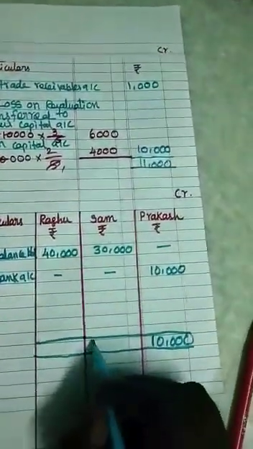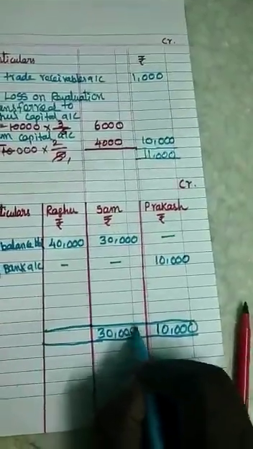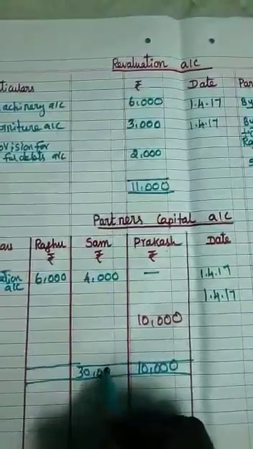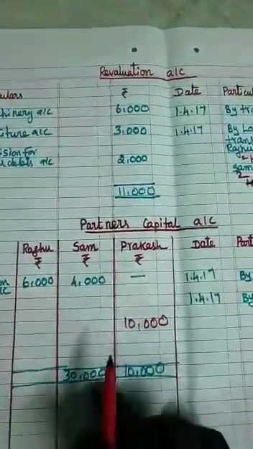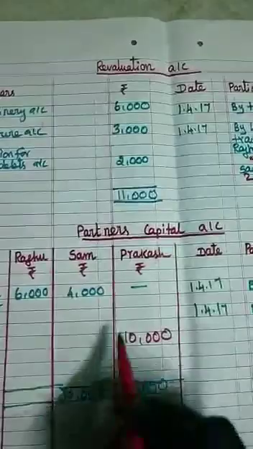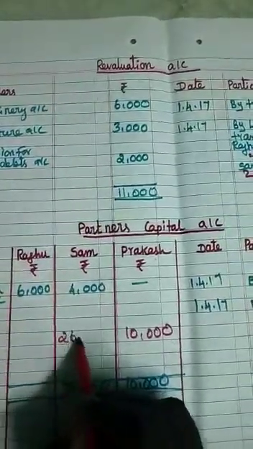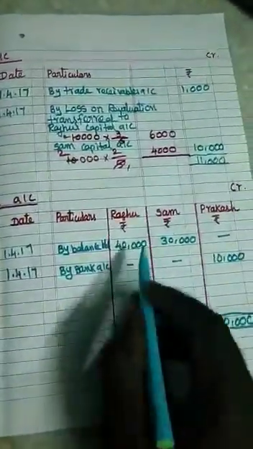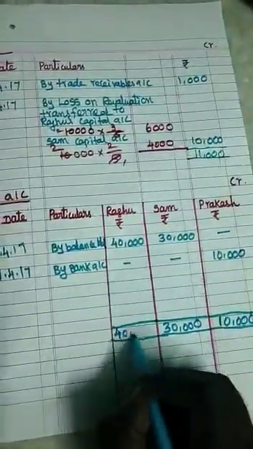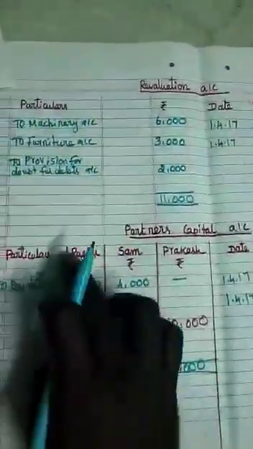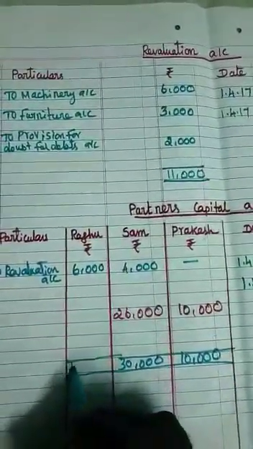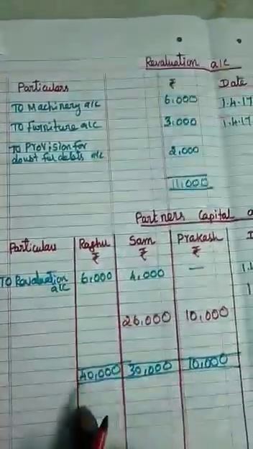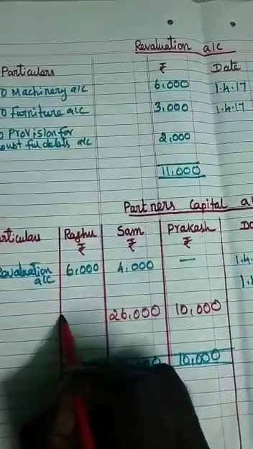Then we balance for Sham. 30,000 is available here, the maximum amount. The same 30,000 should be written here also. So 30,000 is written. Now 30,000 minus 4,000, the difference is 26,000. That is recorded here as the balancing amount. Then for Rahu, 40,000 is the amount available on the credit side, so the same 40,000 is recorded on the debit side in the balancing column. The difference is 34,000, and that is recorded here.